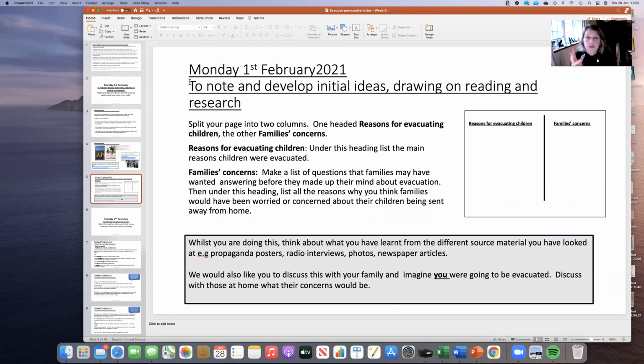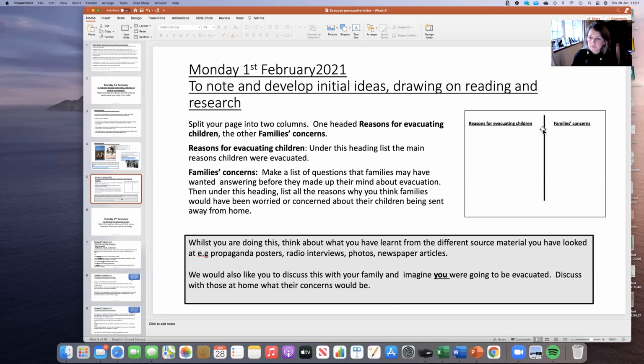When you've listened to those interviews and looked at the posters, we'd like you to get a piece of paper in your working book and split it literally down the middle. On the left-hand side, as it shows here in my example, write reasons for evacuating children. And on the right-hand side, we're getting you to think about what the family's concerns will be. Because when you're writing a letter to somebody and trying to persuade them to do something, you've got to get across your message, but also deal with any doubts that the reader is going to have. Those will be the concerns that the family would have.